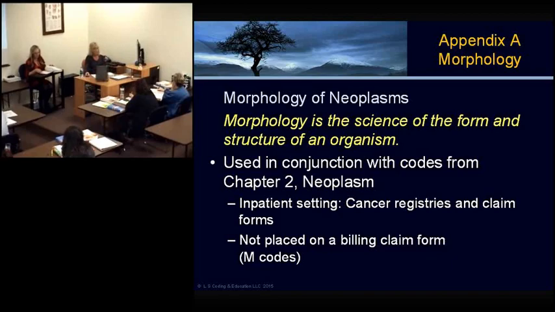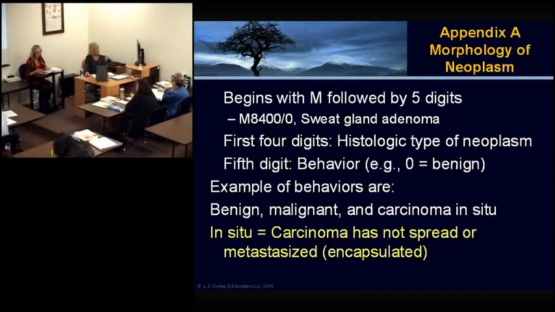So the codes begin with M, followed by 5 digits. So M8400/0, sweat gland adenoma. The first 4 digits is the histological type of the neoplasm. The 5th digit is the behavior. It's benign. Examples of behaviors are benign, malignant, carcinoma, and in situ.